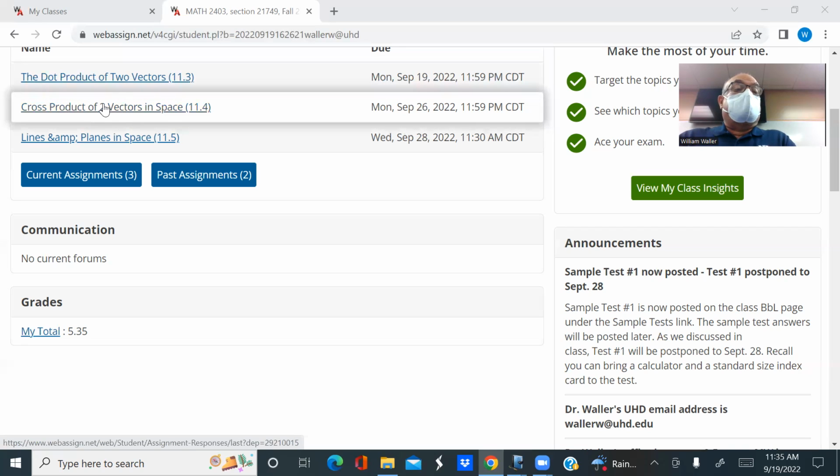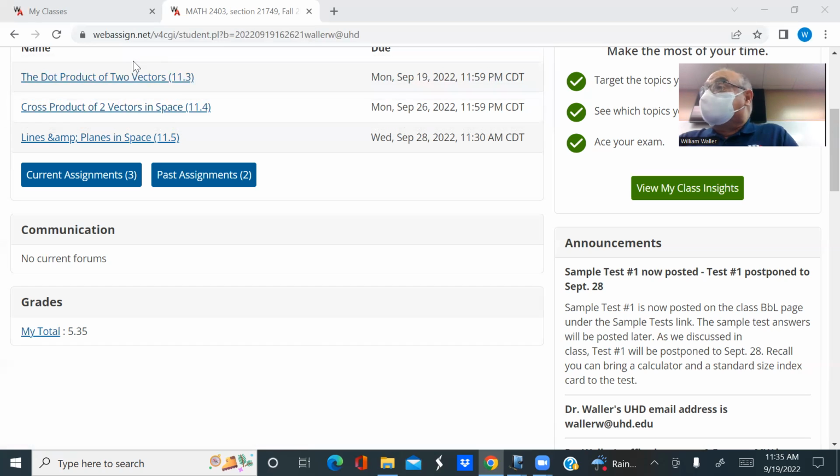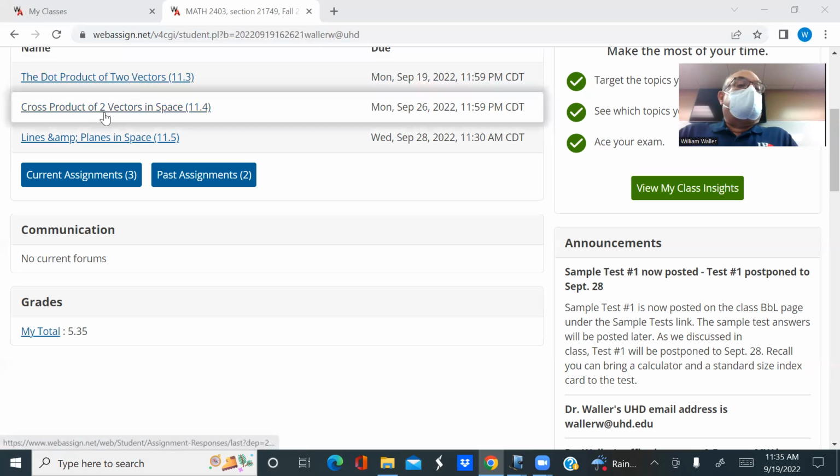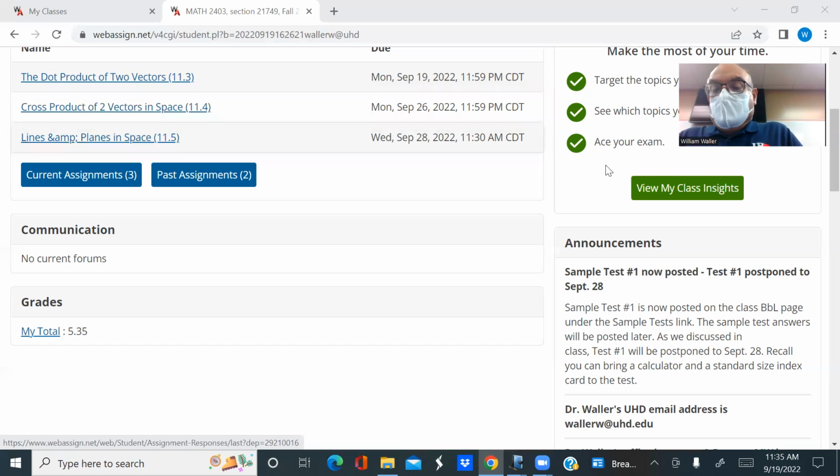But what's different for the cross product is when you take the dot product of two vectors, you get a scalar, you get a number. But when we take the cross product of two vectors, we get another vector. Okay, so the cross product of vectors results in a third vector. All right, and it's a little bit harder to carry out that computation. But once you've done a couple of examples, it's pretty easy.